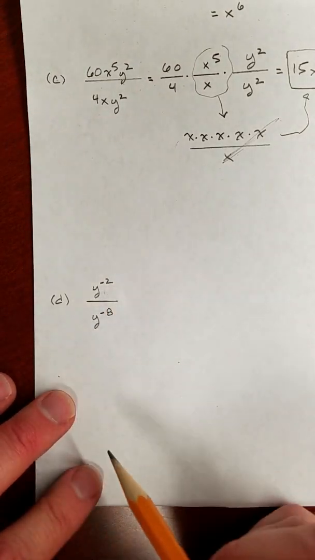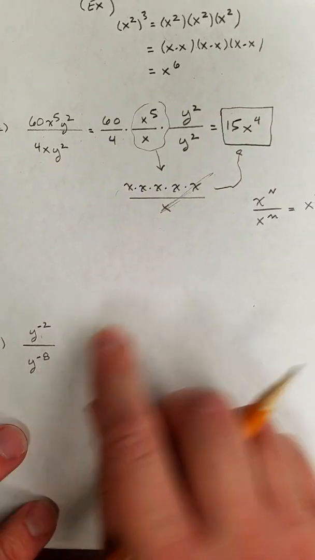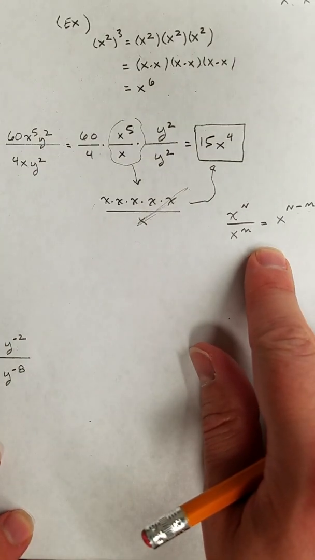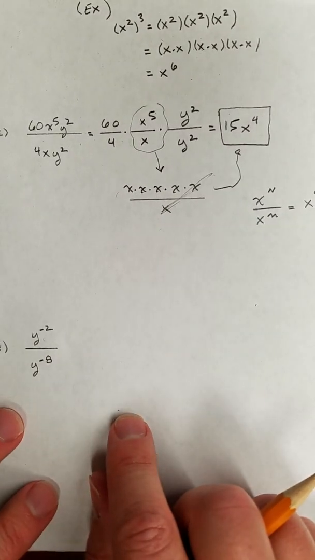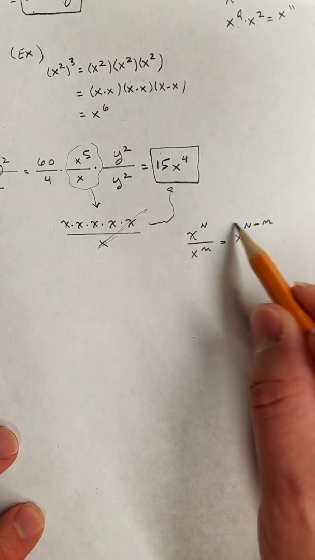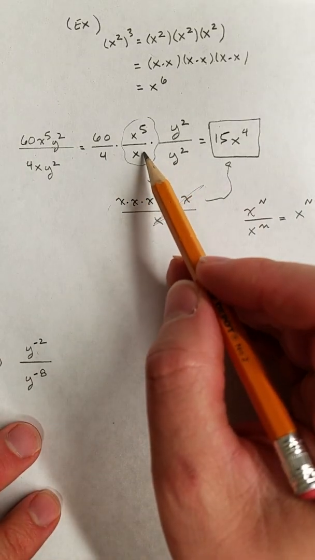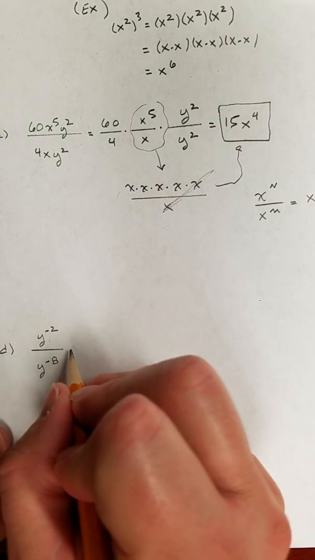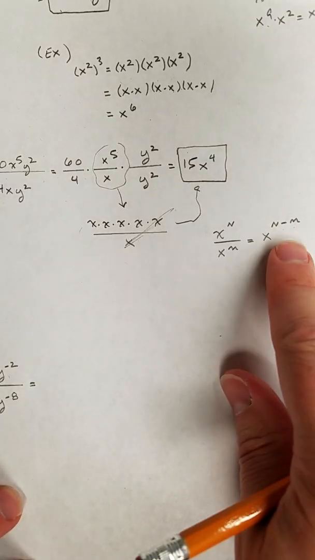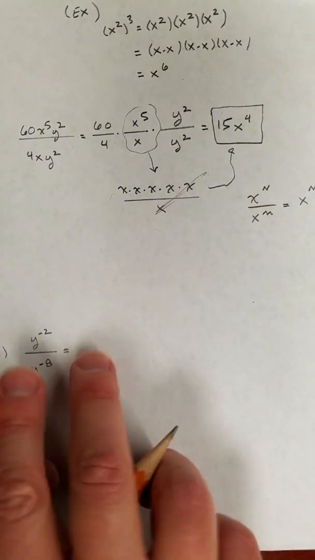y to the minus 2 over y to the minus 8. Well, I could say that falls under this, doesn't it? When you divide like things, you subtract the exponents. It doesn't really matter what those exponents are. 5 and 1 are pretty simple. Negative exponents mean something a little bit different, but the rule is not different. Okay, so I'll use this rule right here.